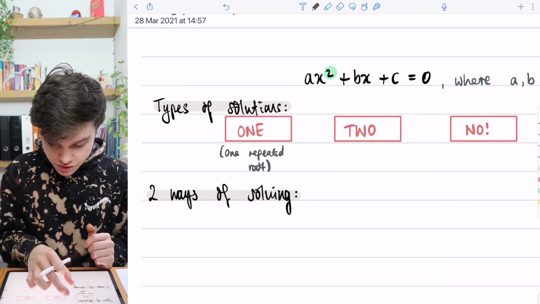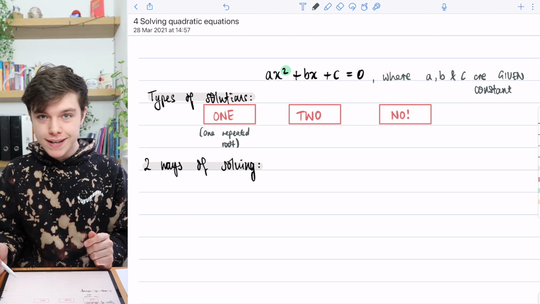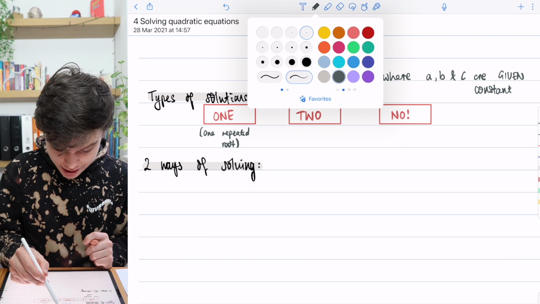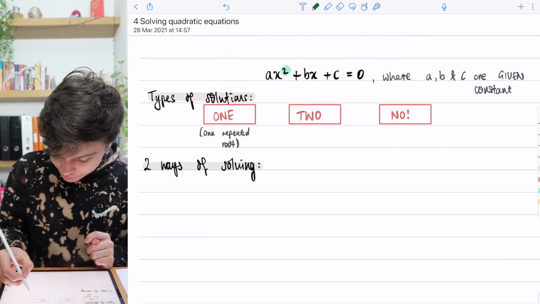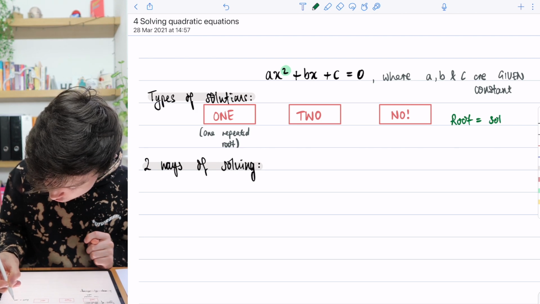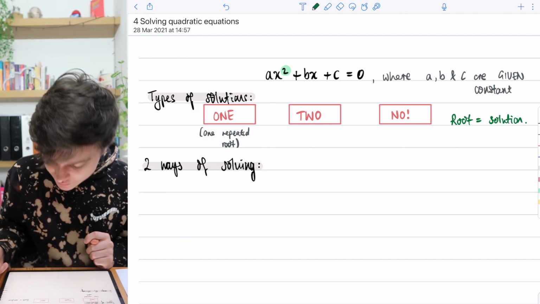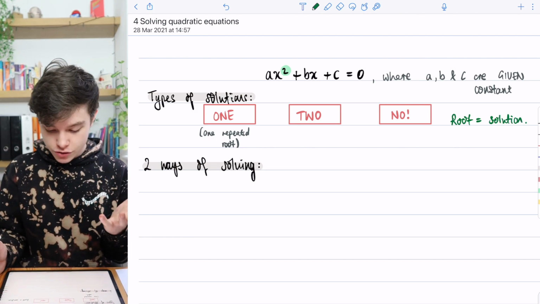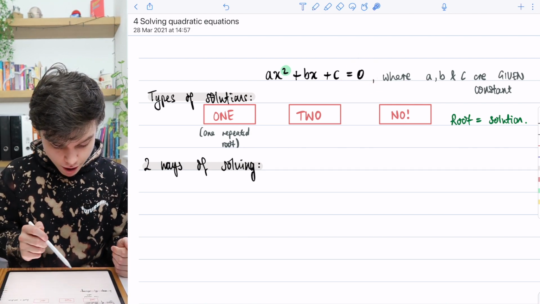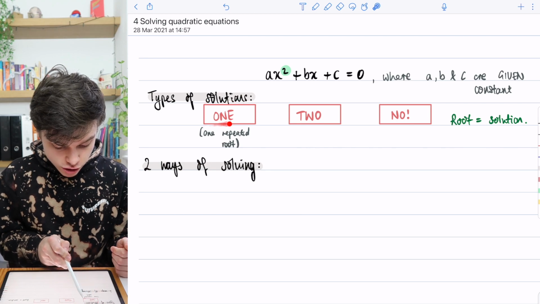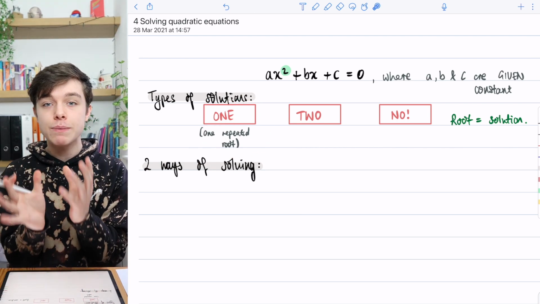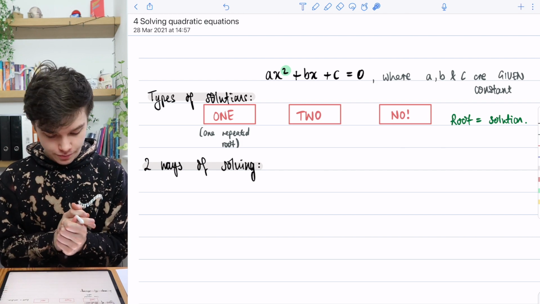And I've just introduced a new word there. Root is the same as solution. I'll write that in, let's go with green. Root is the same as solution. So if you're asked to find the roots, it means find the solution, okay? And it's the solution when it equals 0. So when we've got one solution, what we've actually got is a repeated solution. We've got that same solution twice.